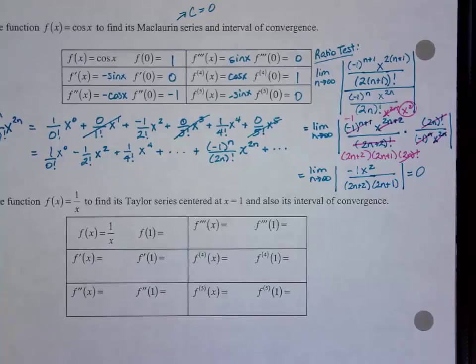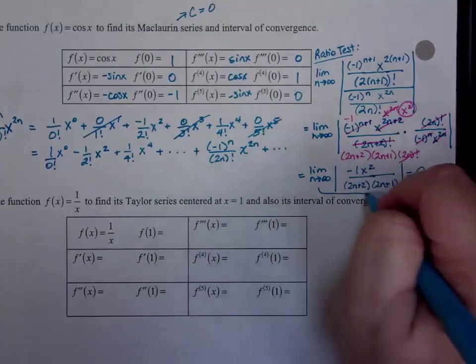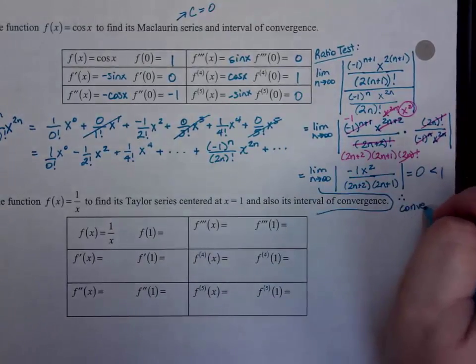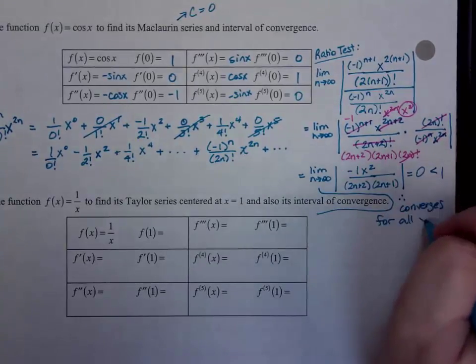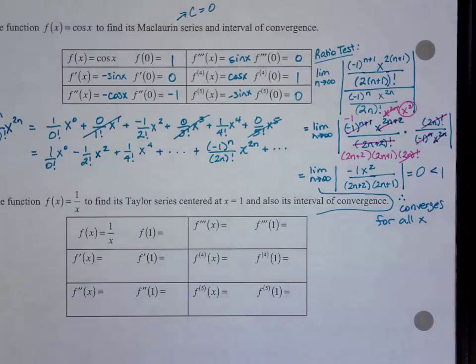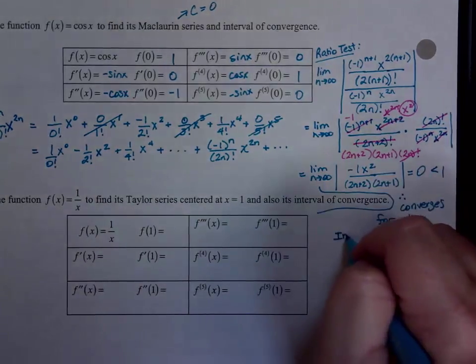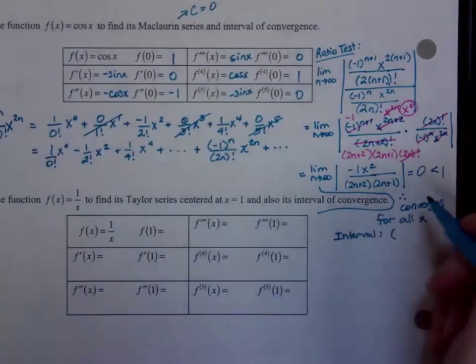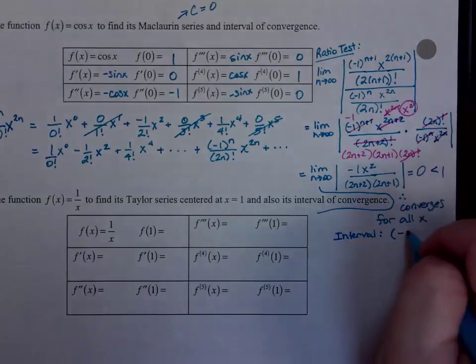Now, what has to happen for a ratio test to converge? Absolute value has to be less than 1. Is mine less than 1? Yes. So I'm going to write this is less than 1. Therefore, I'll kind of draw a little line here. This one converges for all x. It doesn't matter what x is, it's going to converge because it's always going to be 0. Are you with me on that? Okay. If it converges for all x, that means the interval is what to what? Negative infinity to infinity. Exactly.